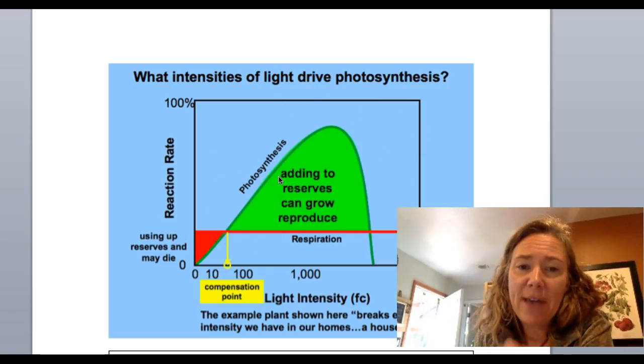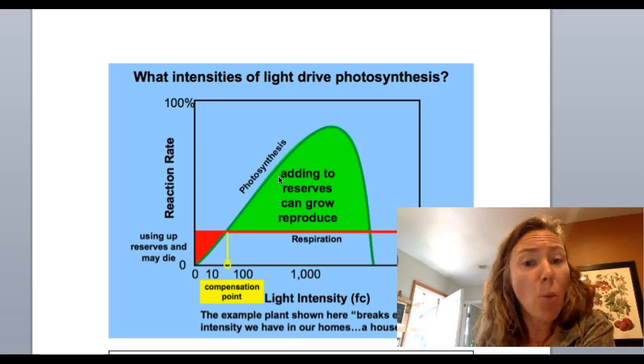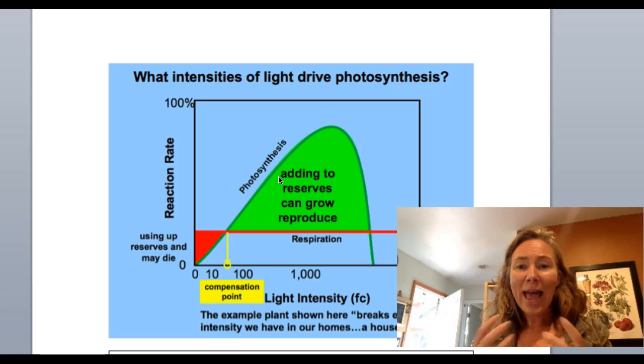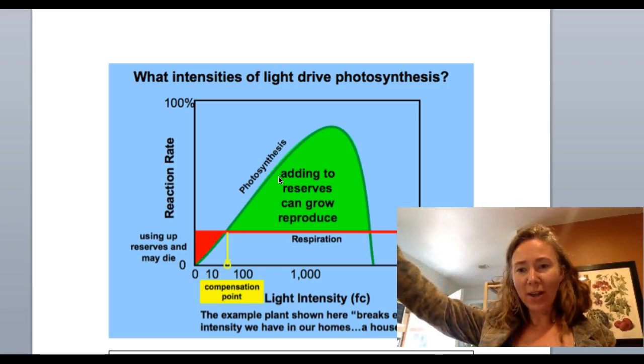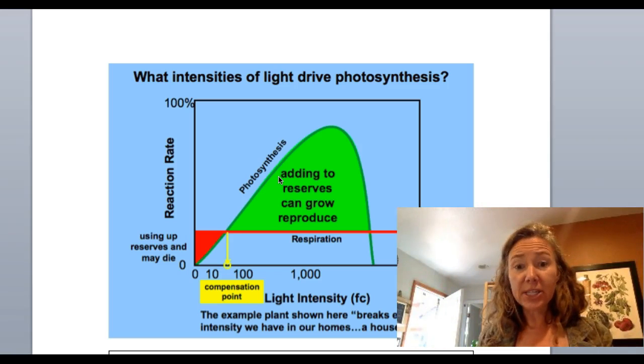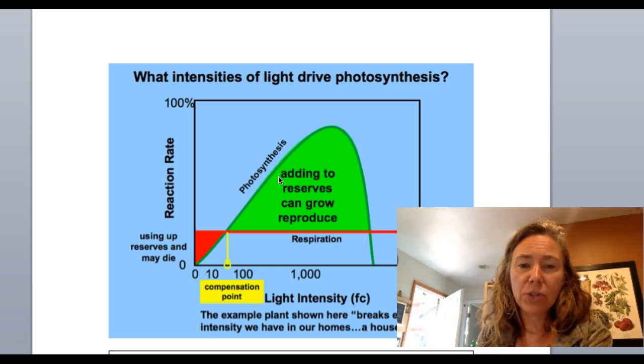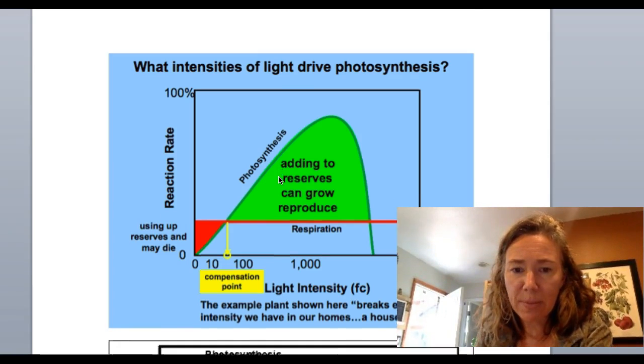There's other limiting factors when it comes to photosynthesis that we'll talk about, such as CO2 levels, water. And so light is not the only limiting agent. You can have all the light you want, but if you run out of water or you run out of the CO2, you're not going to be able to increase your rate of photosynthesis. So that's something to keep in mind.